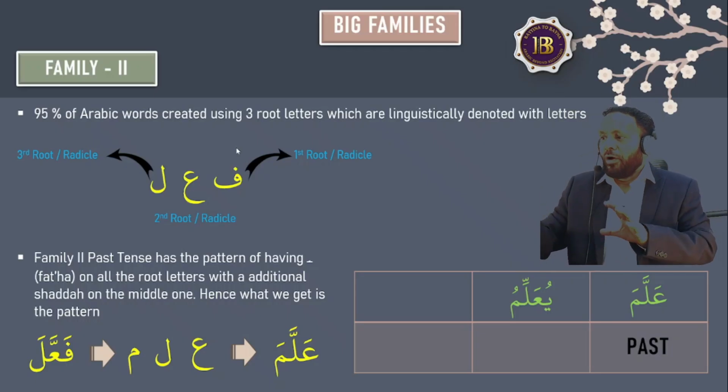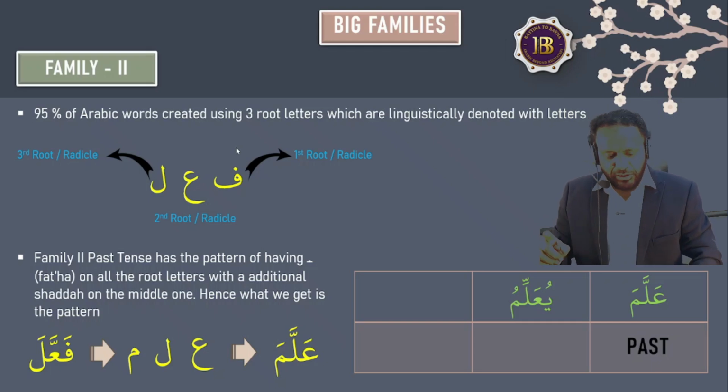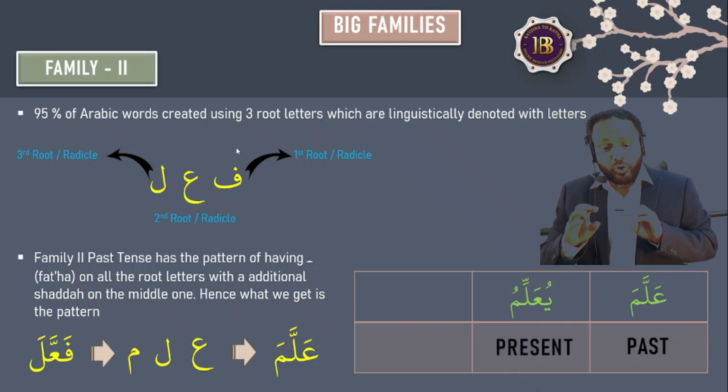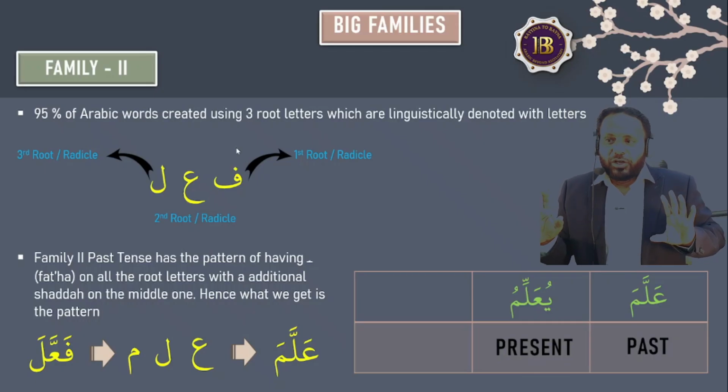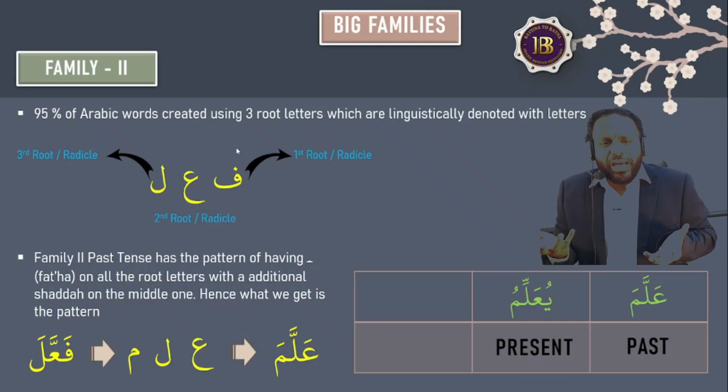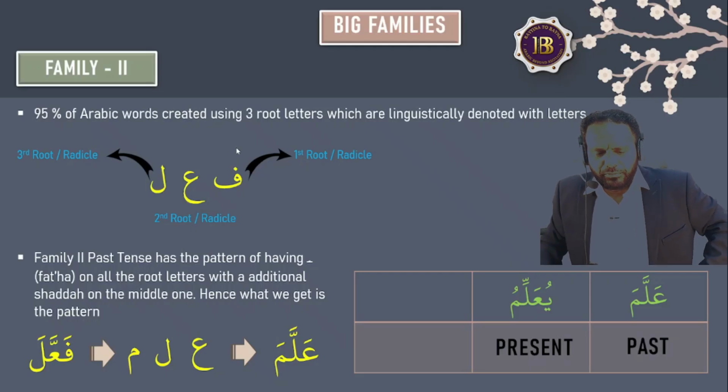Okay. Now, allama is a past tense. Yuallimu is the present tense. Now you need to memorize this. Now you don't need to ask where the yuallimu came from. So it is not yuallamu.